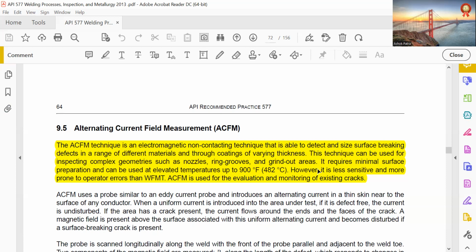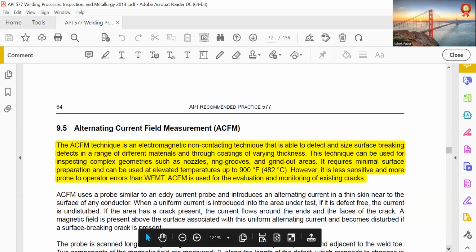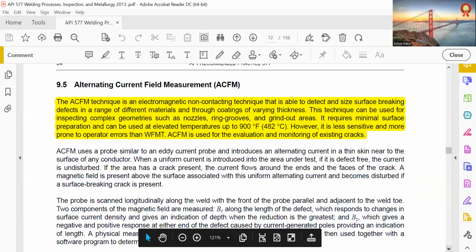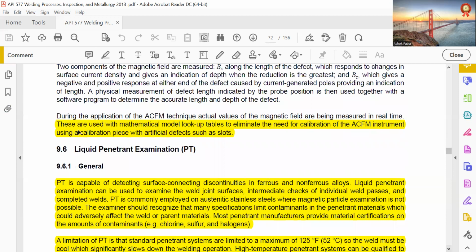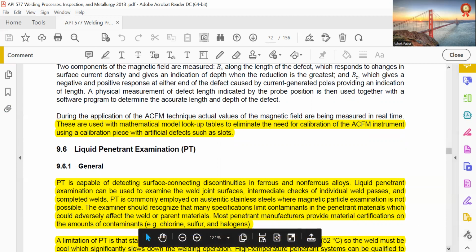ACFM is used for the evaluation and monitoring of existing cracks. These use mathematical model lookup tables and eliminate the need to calibrate the ACFM instrument using a calibration piece. Artificial defects such as slots are not needed.